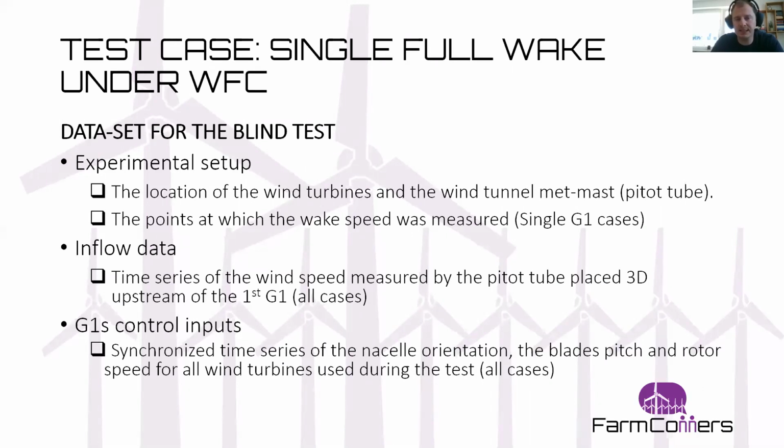Then the data set that is available for the blind test is just the experimental setup, so where the turbines were located. We were measuring the speed in front of the cluster, so you will know exactly where the speed was measured, and we will provide you the speed measured by the pitot tube, the mass of our scaled cluster, and also all the G1's control inputs, meaning orientation of the nacelle, blade pitch, and rotor speed.